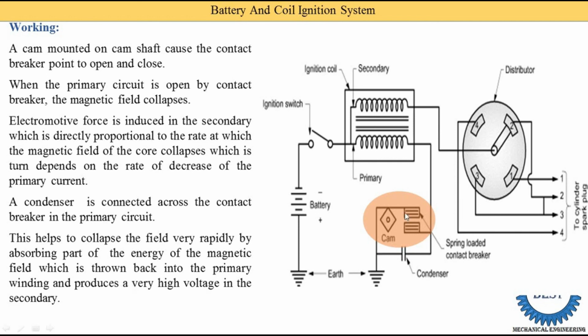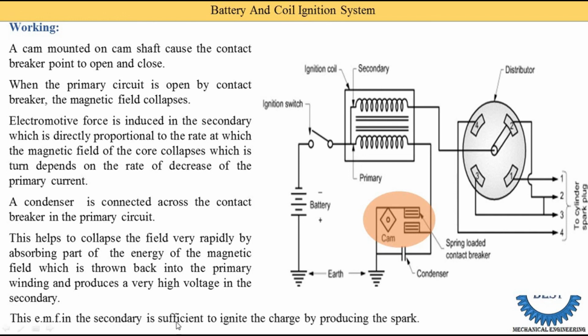Means when the contact breaker is open, the magnetic field breaks here and a high current is produced in the secondary winding, and this is supplied to the distributor. This EMF in the secondary is sufficient to ignite the charge by producing the spark. Now when this contact breaker is closed, at that time the electromotive force produced is not enough, so no spark is produced. So spark is produced only when these contact points are open.